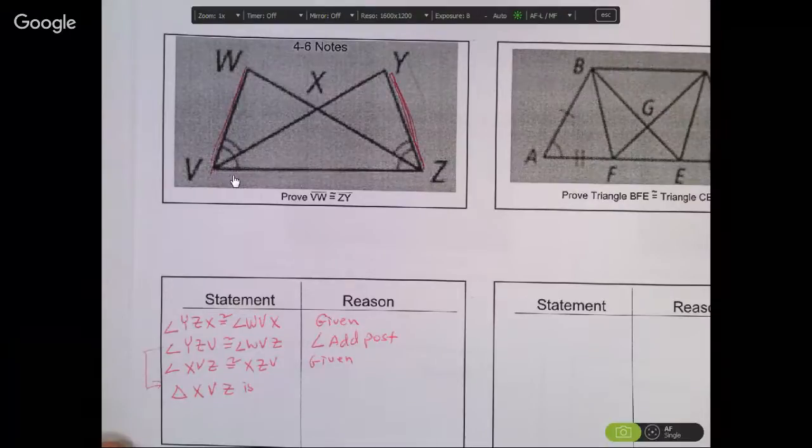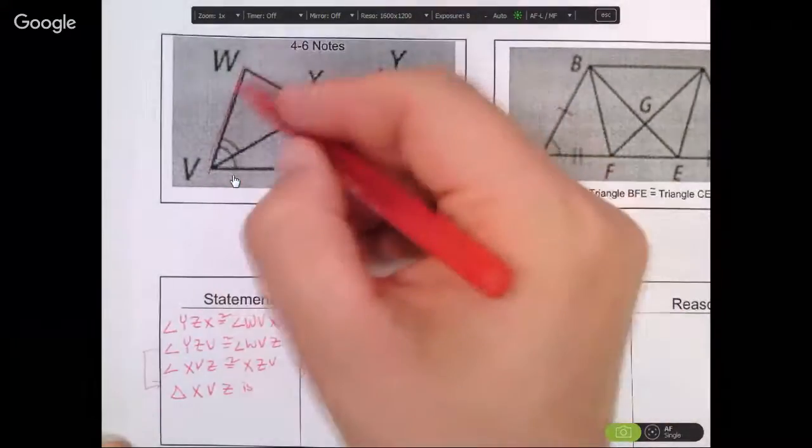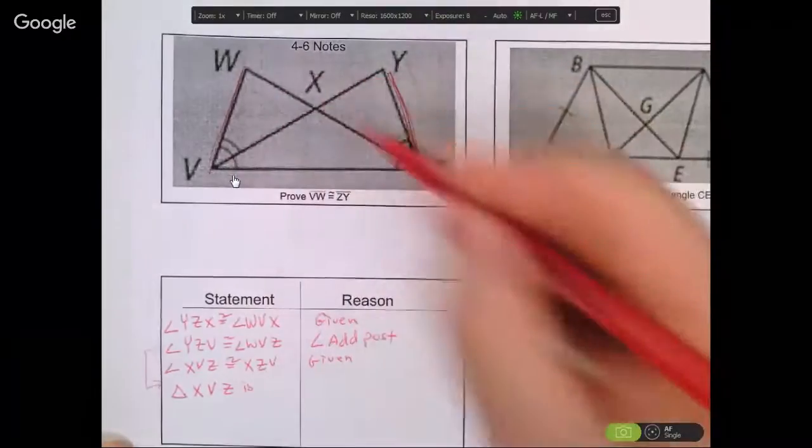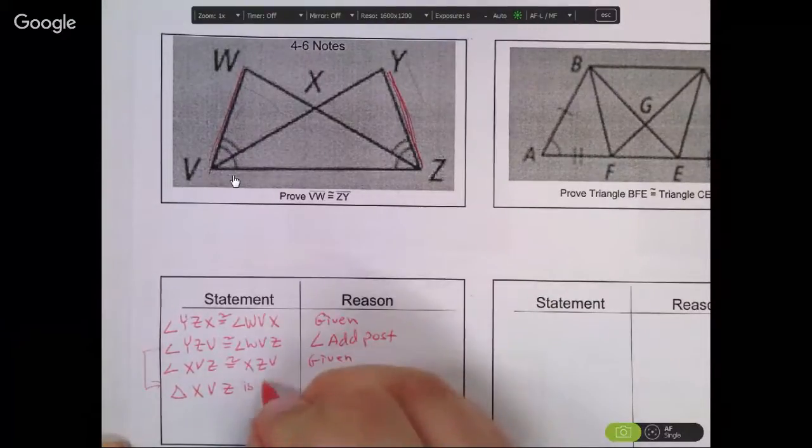Prove that triangle WVX is congruent to triangle YZX. You don't have to prove the complete triangle. My initial thought of the big triangles is that we can actually just prove this triangle congruent to this triangle, and after you prove the triangle, you just do CPCTC. So triangle XVZ is isosceles.